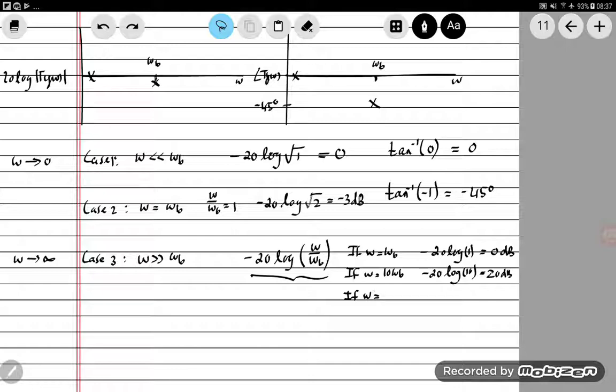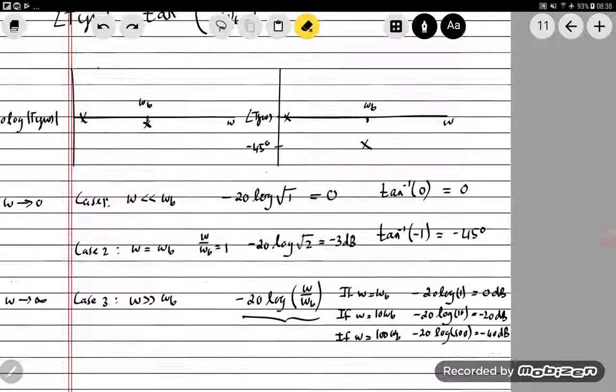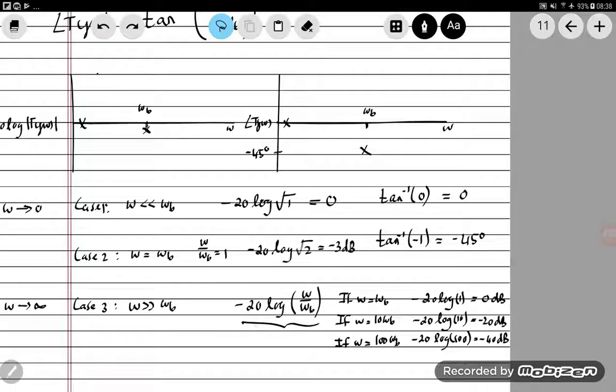If omega is equal to 100 times the break frequency, then our magnitude just becomes, sorry, that should be negative 20, eh? So this becomes negative 40 dB. Okay, so we see that for frequencies where omega is much larger than omega b, it starts off at 0, but then drops off by 20 decibels per decade.